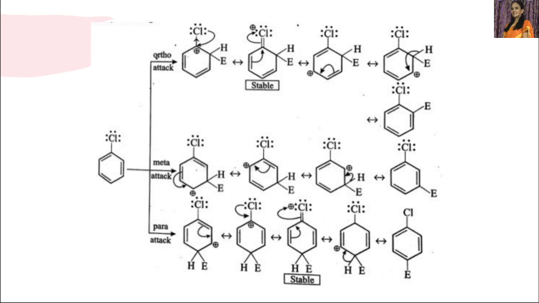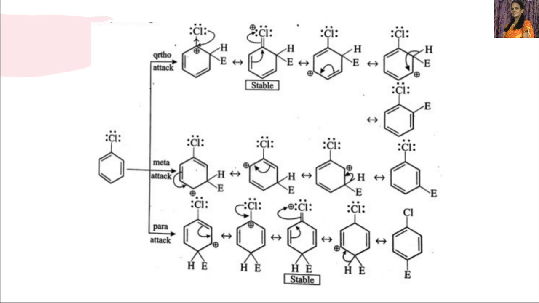Now, in these structures, you can see the positive charge on this particular carbon is stabilized, or delocalized, by this chlorine due to its plus M effect. Therefore, it is the stable state.